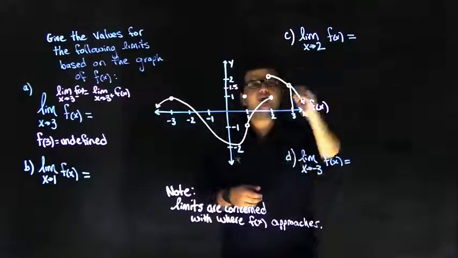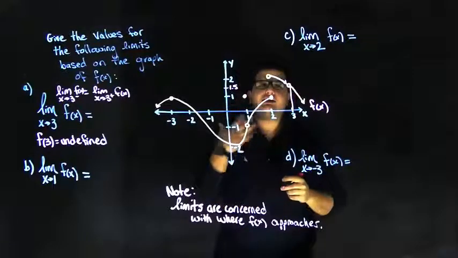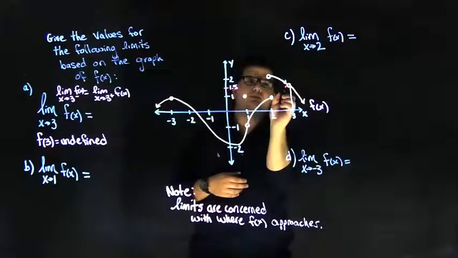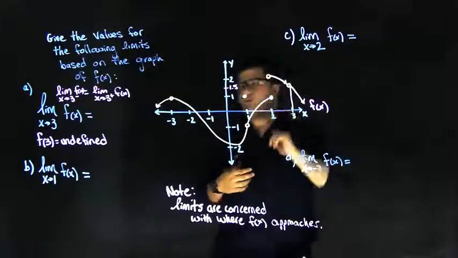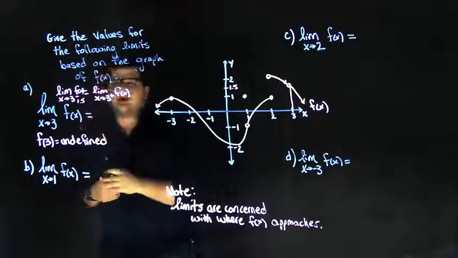So here's 3. We're going to take the values very, very close to the function from the left side. And we see when I'm approaching 3 from the left-hand side of 3, the function is going to about 1.5. It's getting closer and closer to about 1.5. So the limit from the left side is about 1.5.